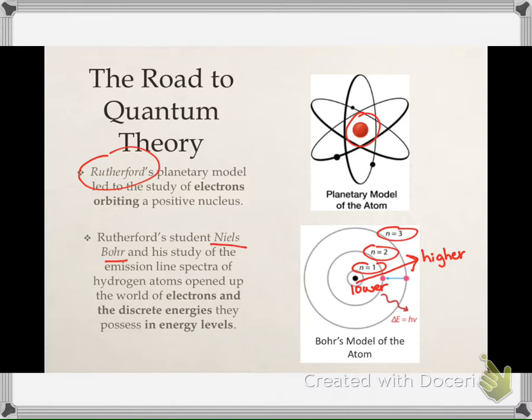Now, as we move to the quantum model, you have to realize that these energy levels that Bohr discovered were accurate, like this was a thing. However, we're going to see that within each energy level there is a lot more going on.